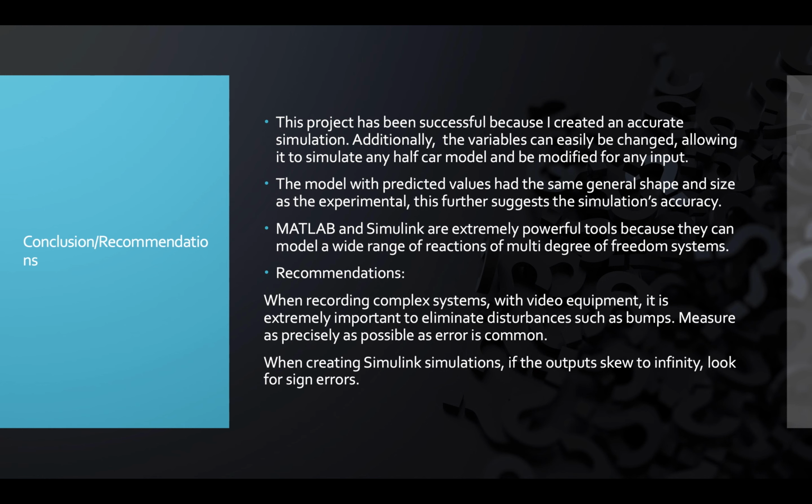Conclusion and recommendations. This project has been successful because I created an accurate simulation. Additionally, the variables can easily be changed, allowing it to simulate any half-car model and be modified for any input. The model with predicted values had the same general shape and size as the experimental values. This is a good sign for the accuracy of our predicted values and also the model. MATLAB and Simulink are extremely powerful tools because they can model a wide range of reactions of multi-degree of freedom systems.